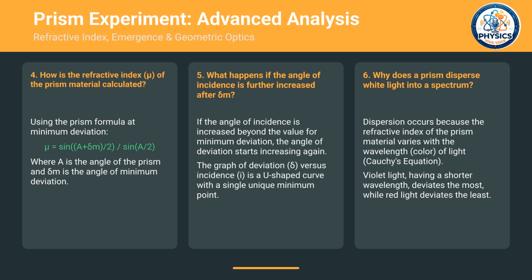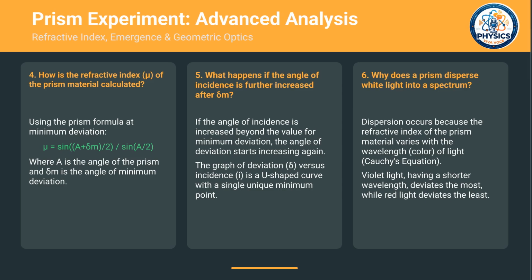For advanced analysis, the refractive index is calculated using the prism formula at minimum deviation. If the angle of incidence increases beyond minimum deviation, the angle of deviation increases again, forming a U-shaped curve. Dispersion happens because the refractive index varies with the wavelength of light.